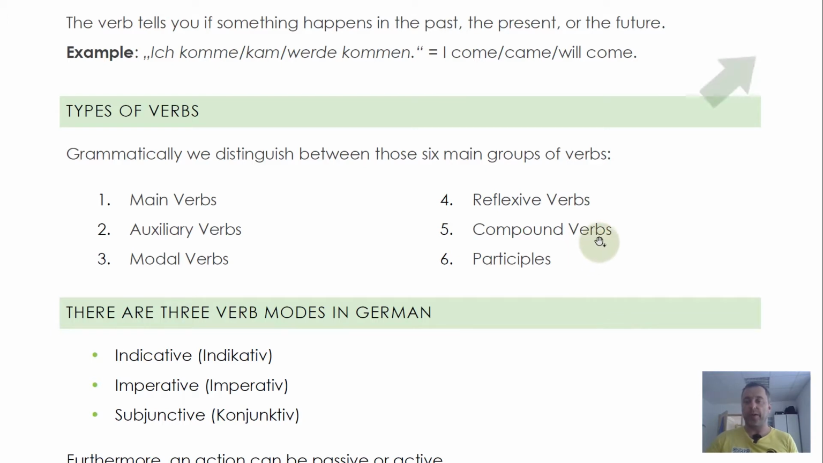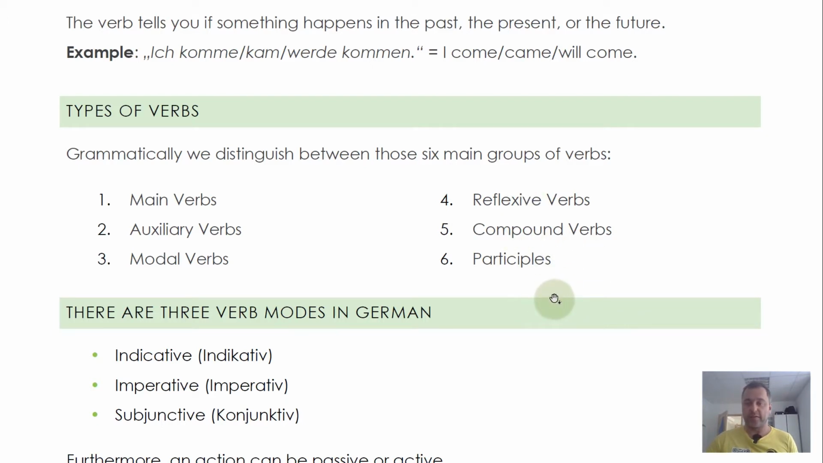And there are compound verbs. Those are the ones that have different parts, like einkaufen. So you have kaufen, to buy, and there's something in front of it. This is a compound verb. There's also a video about this which you will find in my playlist. I cannot link them all here because I can only link 5 videos in the info card, so that would be a little bit too much.